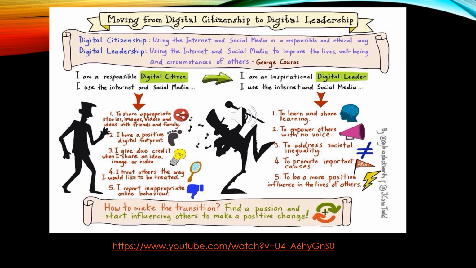Jennifer Casa-Todd, together with Sylvia Duckworth, are encouraging educators to take digital citizenship to the next level and guide students towards becoming digital leaders by using the internet and social media to learn and share learning, to empower others with no voice, to address societal inequality, to promote important causes, and to be a more positive influence in the lives of others.